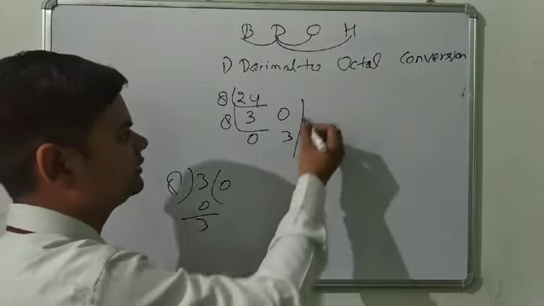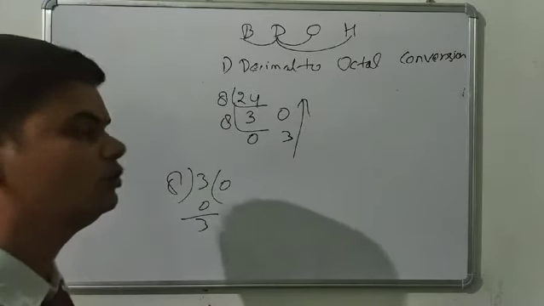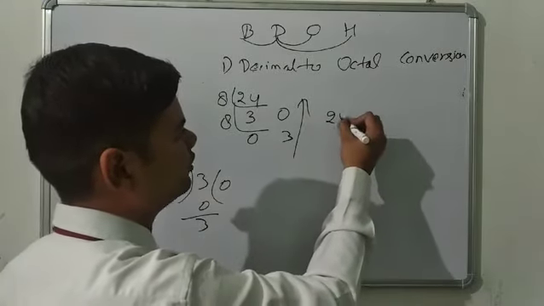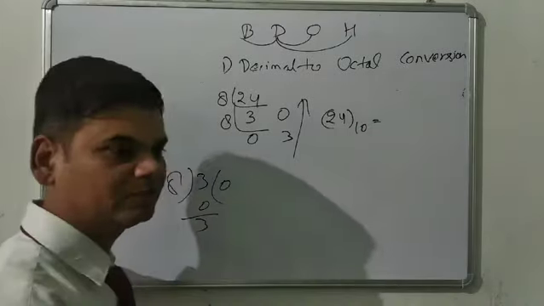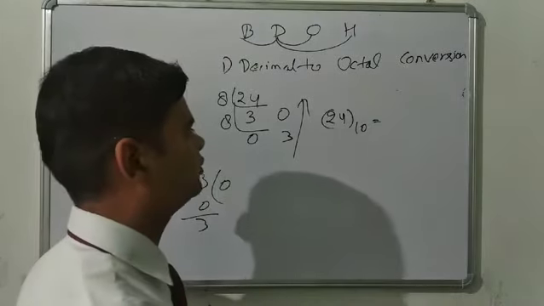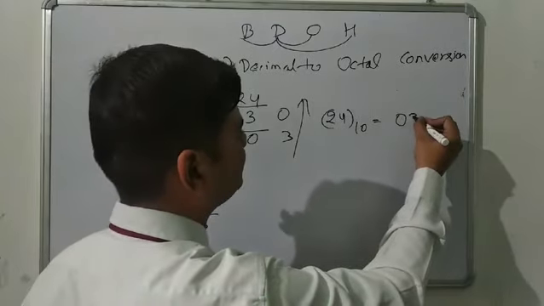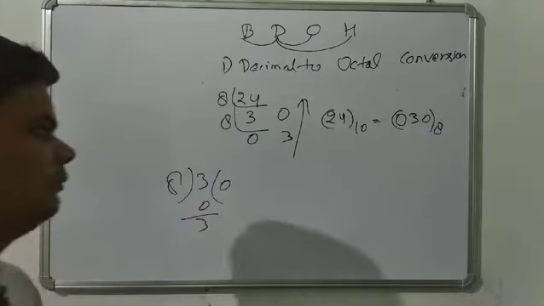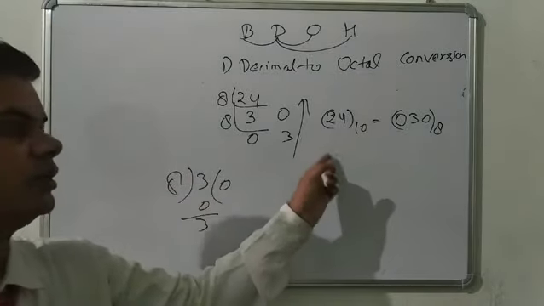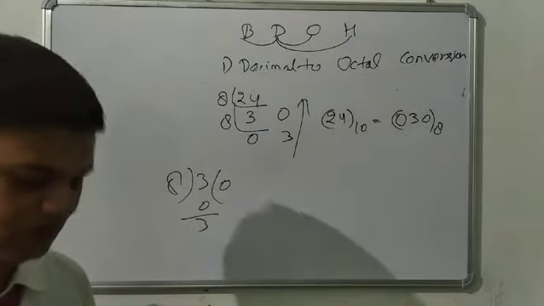Again we take the remainders from bottom to up, and we write down 24 with its base, which is 10, because this is the decimal number and we have to convert it into octal. Octal means 0 3 0, and we write down the 8. So with the help of the division method, we can simply convert the decimal number into the octal number.